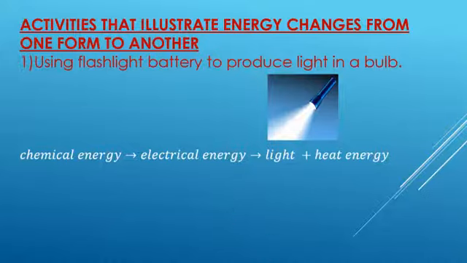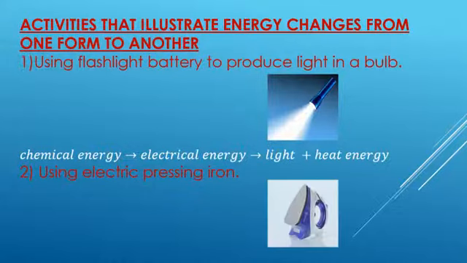So now let's move on to the second one, using an electric pressing iron. So this is the iron. Now remember, the electric iron is the focus, not the one who is using the iron. In the house, you connect the electric iron to the power source and turn on some knobs on the iron, then it starts producing the energy.